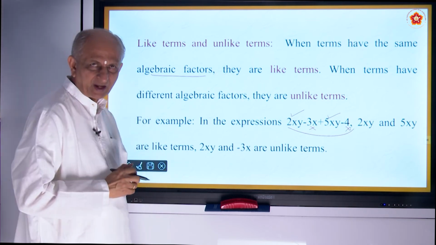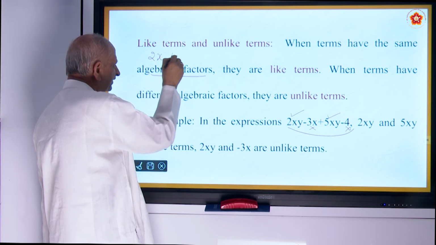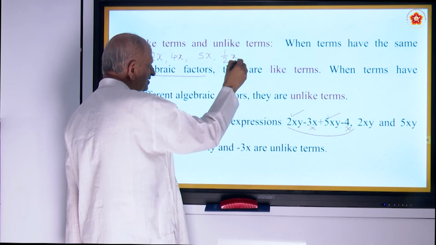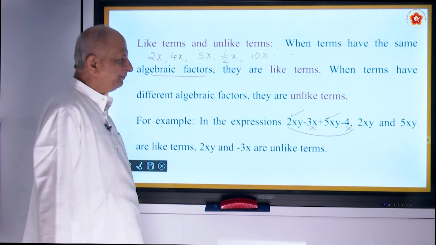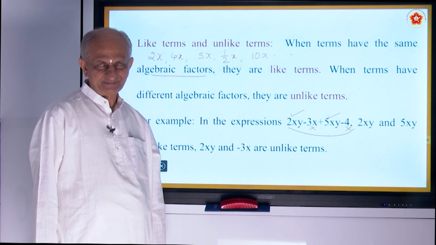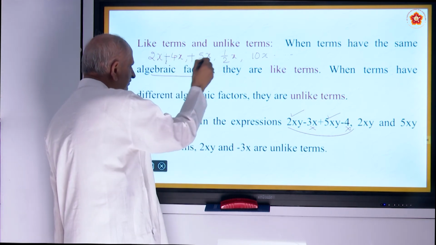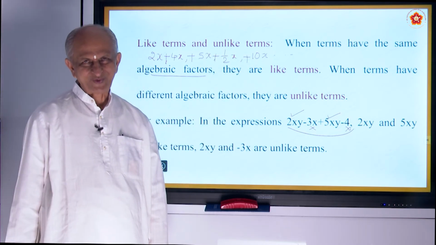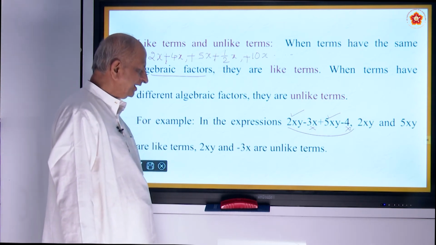Can you give one more example? Yes, come on. 2x, 4x, 5x, half x, correct? 10x, etc. They have the same algebraic factor called x, is it not? Which can be added also. You can add these, or they can be subtracted also. Correct? Therefore, we call them like terms.